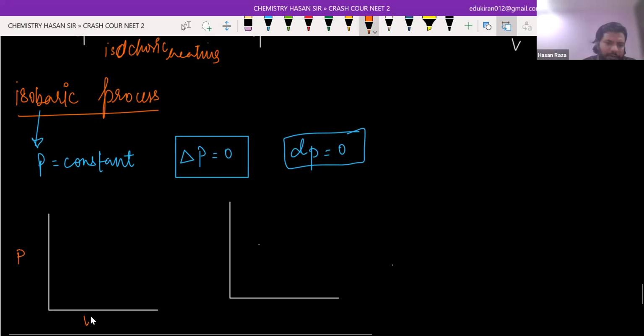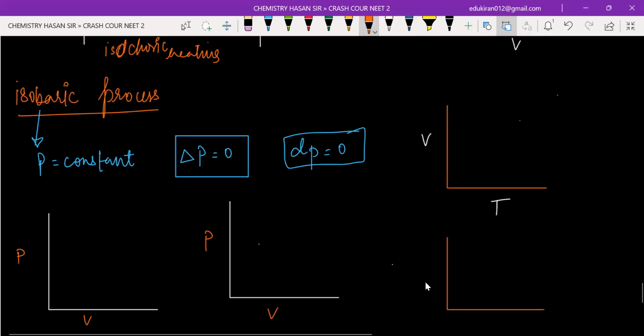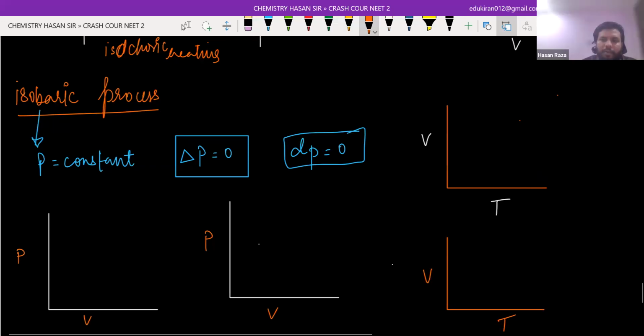This is between P versus V, and this is also between P versus V. There is another graph that is here, V versus T. Do you know about Charles' law? Yes, sir. Very good. Charles' law says that volume is directly proportional to temperature at constant pressure and number of moles.